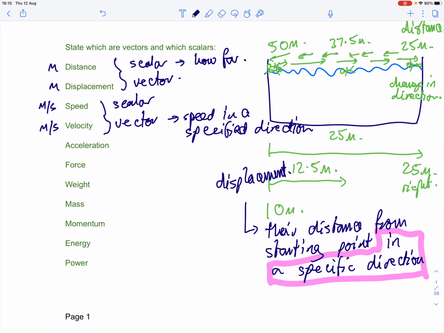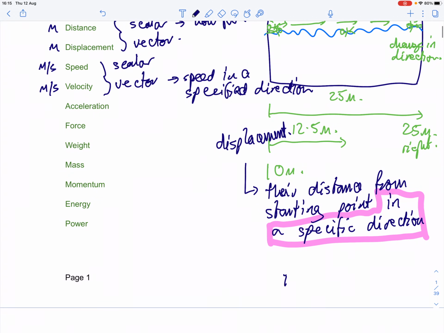Well, yes, there is. If I drew a little car down here, a little lab cart or something, let's say it's got a little motor in it or a little fan which is causing it to speed up or accelerate. It's accelerating in that particular direction towards the right, which puts acceleration in the vector category. Force we've already talked about with the box, that's a vector. Weight is an example of a force, so that's also a vector.